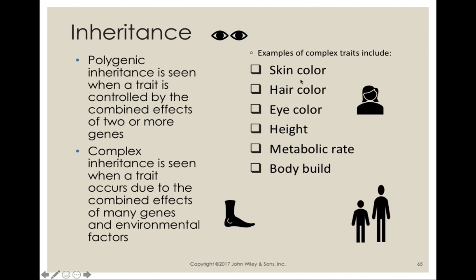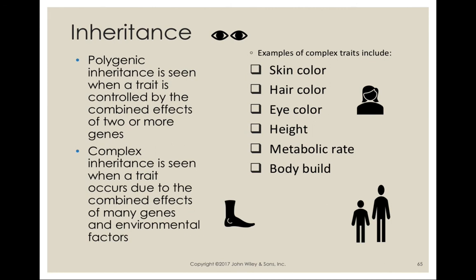Skin color is a great example of this. There are several different genes that are going to code for skin color. But on top of this, the amount of time we spend in the sun is also going to affect our skin color as well. Height is also another factor that's passed on through complex inheritance, as there's many different genes that code for height. But in the event that we don't get all of the nutrients that we need when we're young, we're not going to grow to our full height potential. This takes into account environmental factors as well.